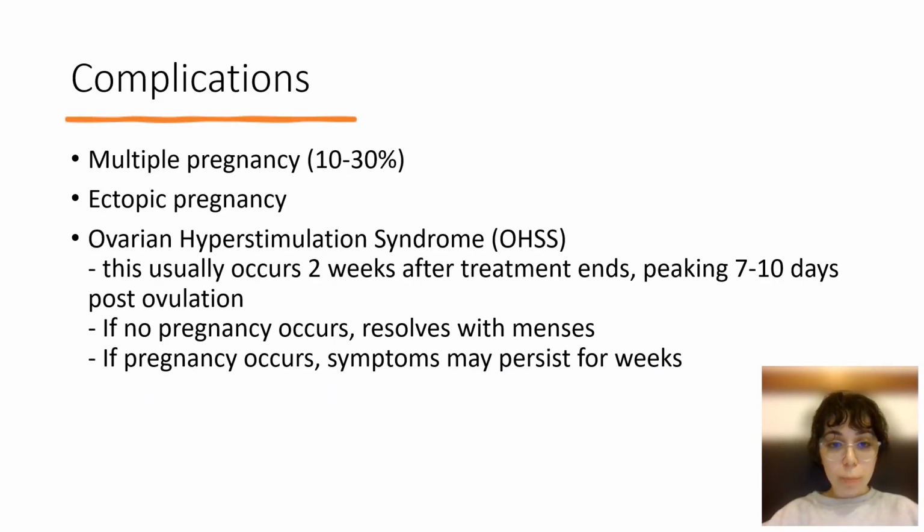Finally, I'm going to discuss the complications associated with taking human menopausal gonadotropins. So there's an increased risk of multiple pregnancy, which includes twins, triplets, quadruplets, etc. There's also an increased risk of ectopic pregnancy. One of the more common side effects as well is ovarian hyperstimulation syndrome, OHSS. Now, this usually occurs 2 weeks after the end of treatment, peaking 7 to 10 days post-ovulation. If no pregnancy occurs, it resolves with your next menstrual cycle. If pregnancy does occur, then symptoms may persist for weeks. And the next slide is going to go in a little bit more detail about OHSS.